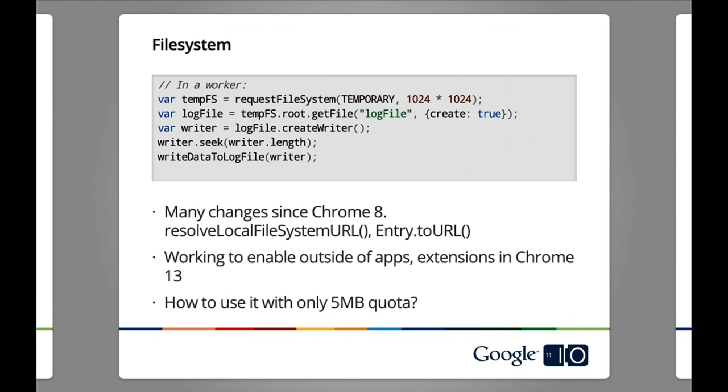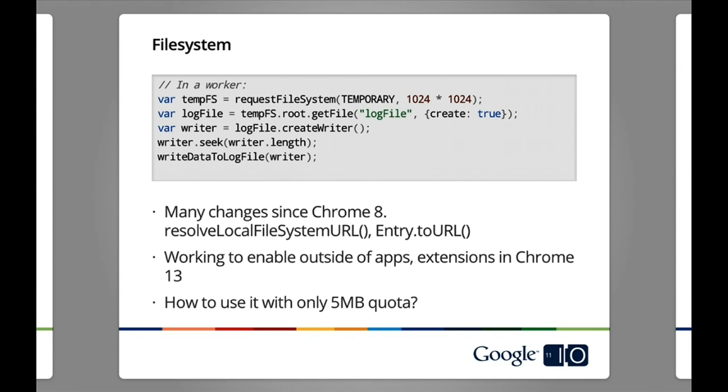So Filesystem is an API that lets you store data on the user's computer. Relatively straightforward. I want to talk a little bit about some of the changes that have happened since Chrome 8 to let you use Filesystem in a more useful way. Perhaps the most boring change since Chrome 8 is we used to have a lot of references in the spec to URIs. These are now URLs. It's very simple and straightforward and boring, but I wanted to get it out of the way so we could talk about more interesting changes.